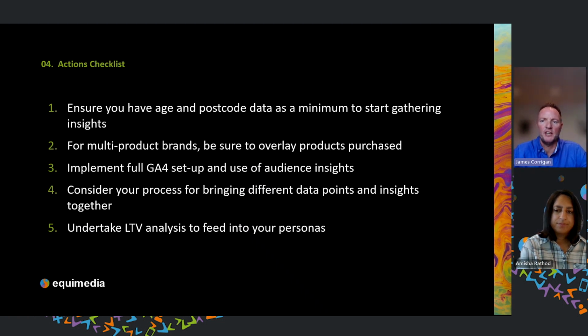So on to a simple checklist of actions that every business should be doing. As Amisha mentioned earlier, ensure that you have access to customer age and postcode data as a minimum. This should be easily available via your sales or customer data and is the most basic information you'll need to start gathering insights. For more complex sectors or multi-product brands, ensure that you also overlay product purchases or cross-product sales where available.